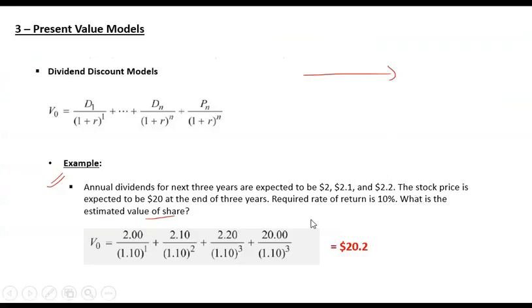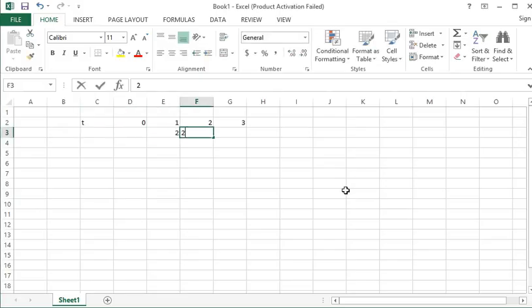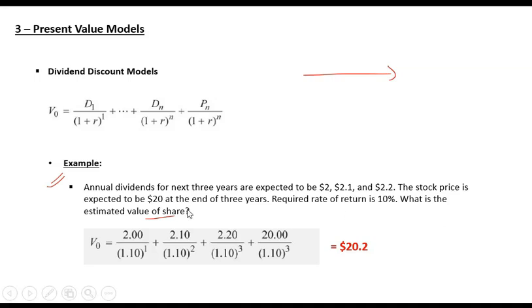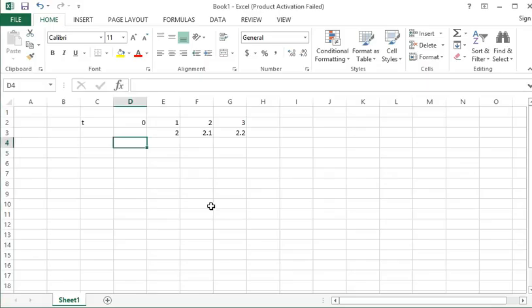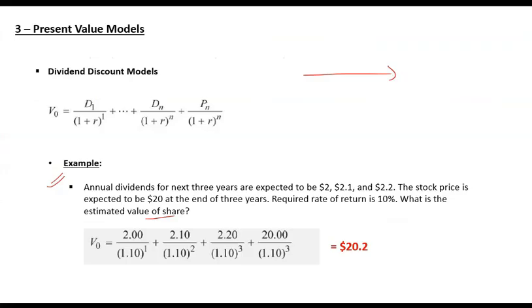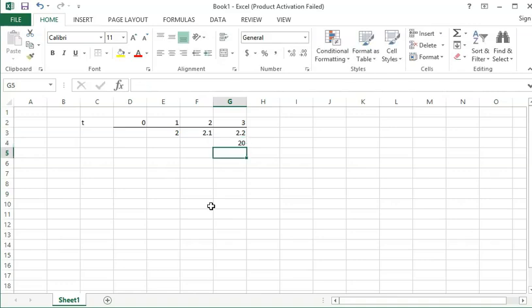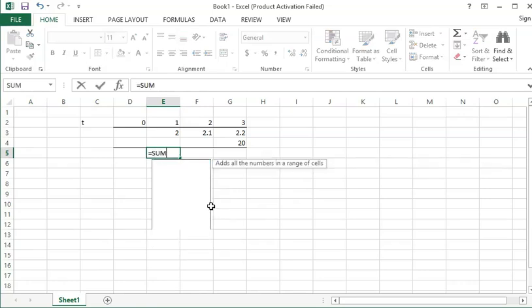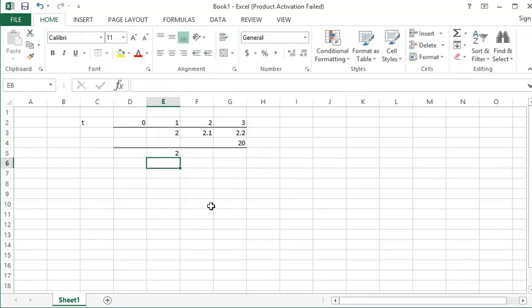Now moving on, the annual dividends for the next years are expected to be 2, 2.1 and 2.2. The stock price is expected to be 20 at the end of 3 years. Which means you will have these three cash flows in the future, and at the end of the third year you will have another cash flow which is 20. So what will be the sum of all the cash flows? I will make another row and take the sum. These are the total cash flows that I will be receiving over the next 3 years. Any problem so far?